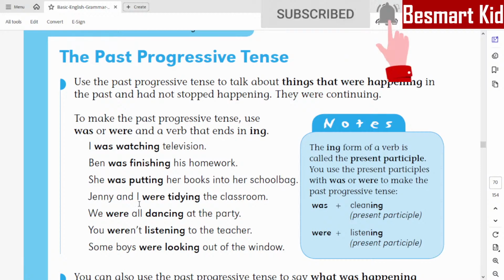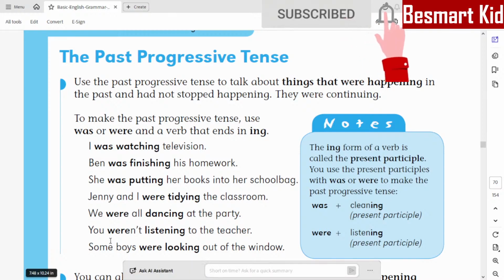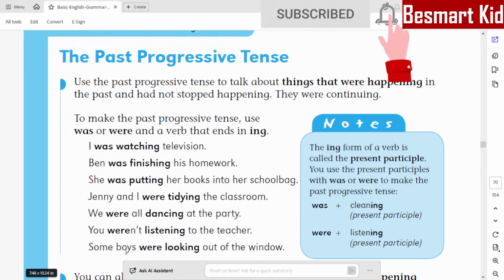Jenny and I were tidying the classroom. We were all dancing at the party. You weren't listening to the teacher. Some boys were looking out of the window.